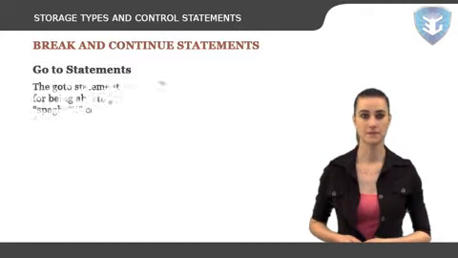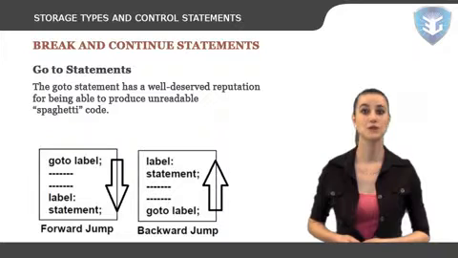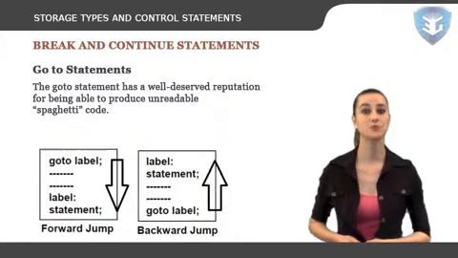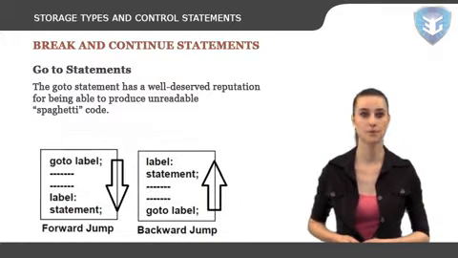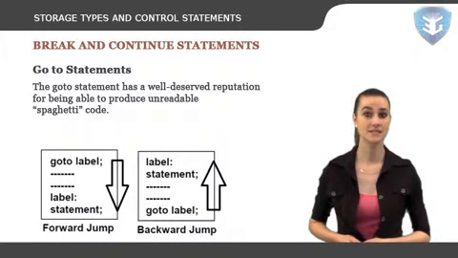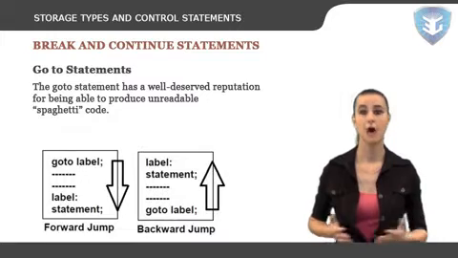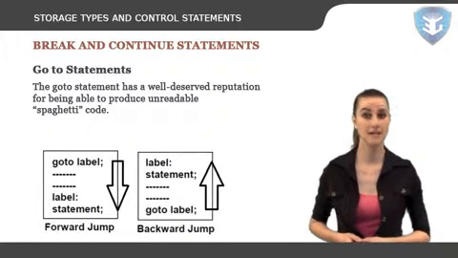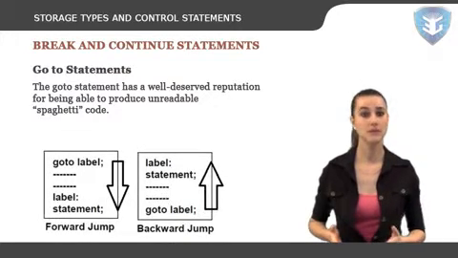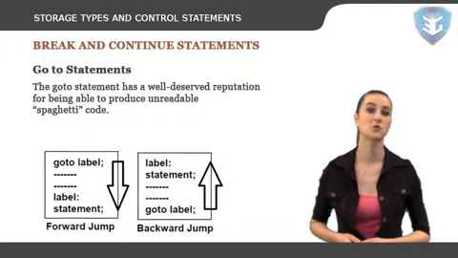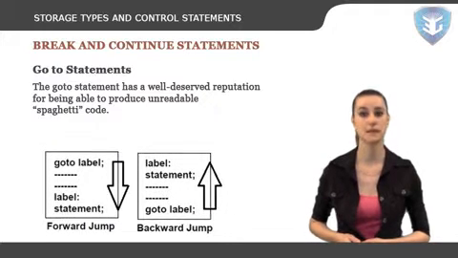Go-to statements. The go-to statement has a well-deserved reputation for being able to produce unreadable spaghetti code. It is almost never necessary to use one, and they should be avoided in general. However, on rare occasions, they are convenient and safe. A go-to statement provides the ability to jump to a named label anywhere within the same function.